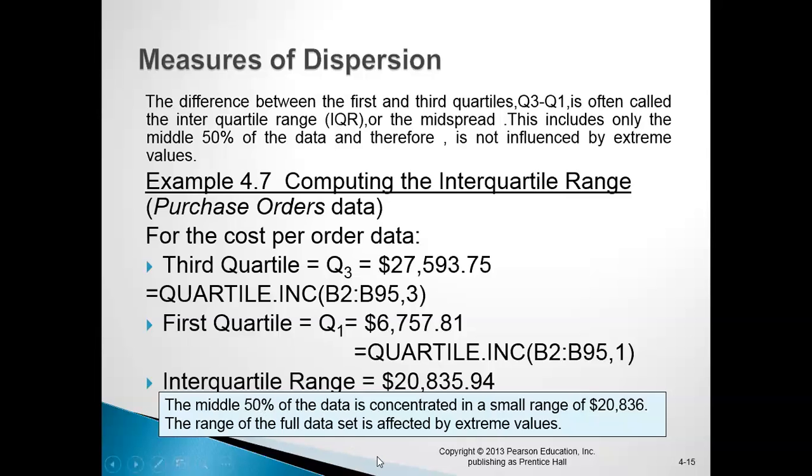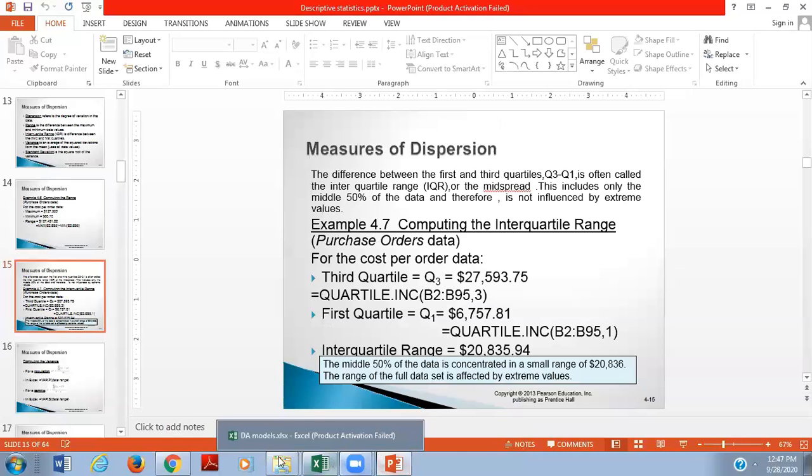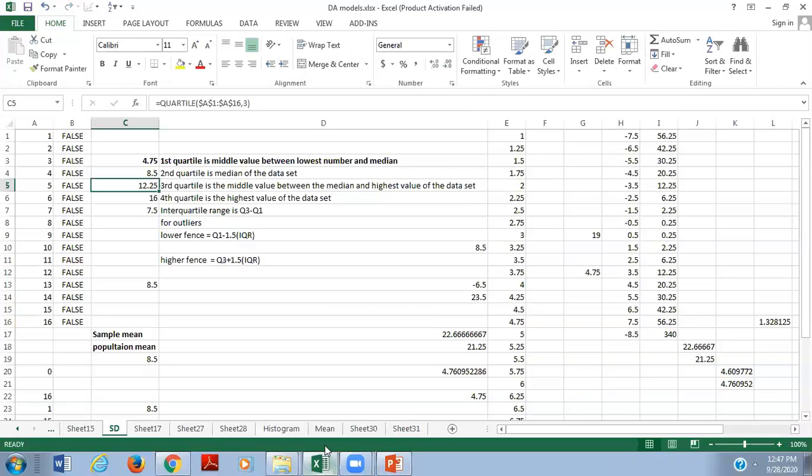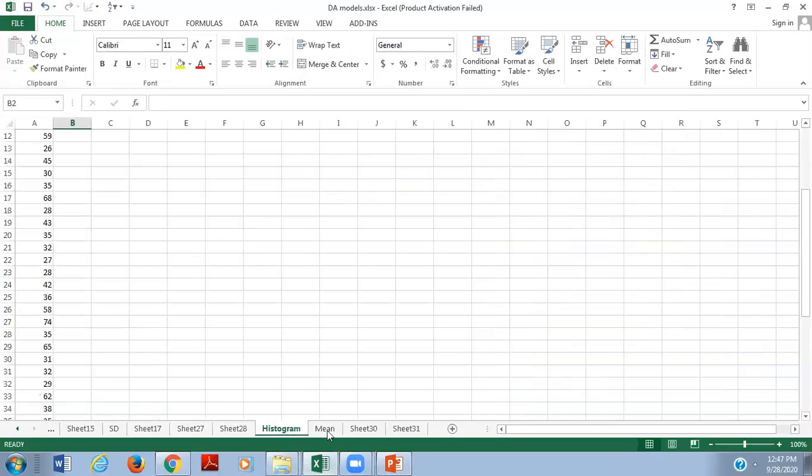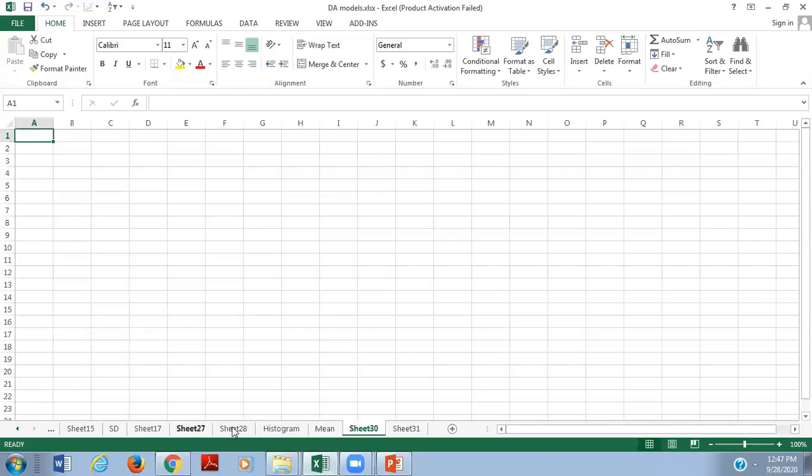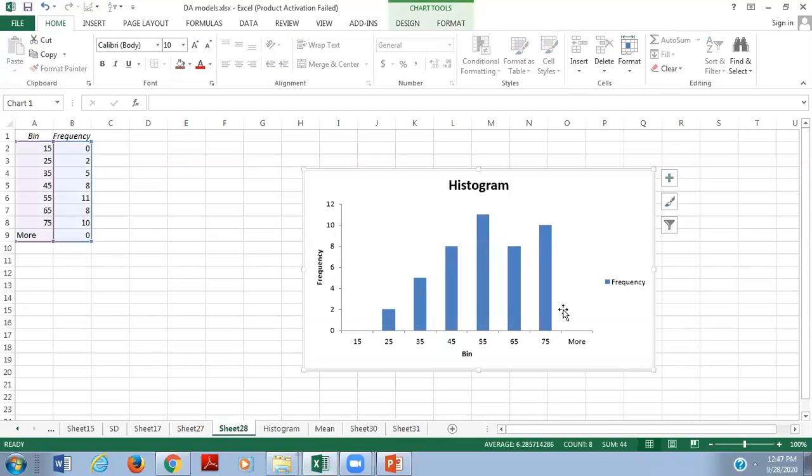So I'm going to show you on the Excel. Now take this example, right? Just see here. This is the distribution. Okay. 2 minutes, whatever.